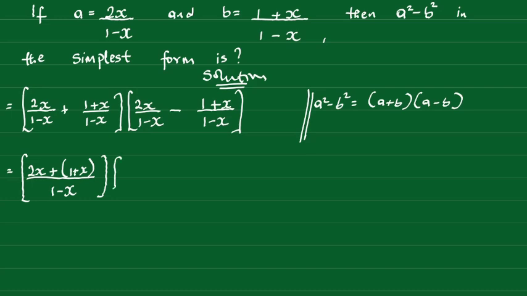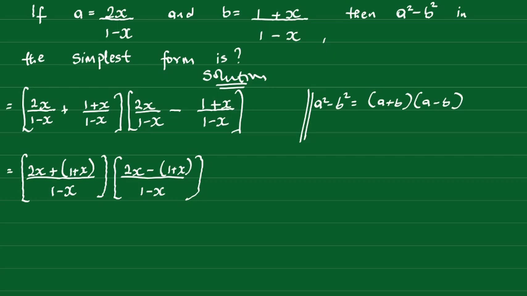Now we proceed to our second bracket. We also make 1 minus x our LCM. All right, 1 minus x divided by 1 minus x, we have 1. 1 times 2x, we have 2x. Bring our minus sign. 1 minus x divided by 1 minus x, we have 1. 1 times 1 plus x, we have (1 plus x), all brackets close.